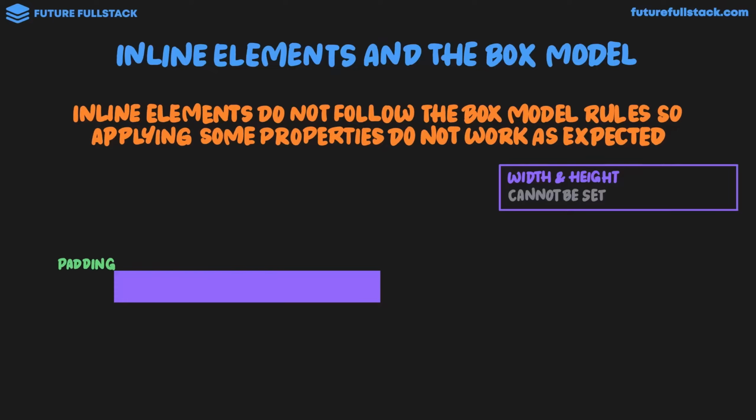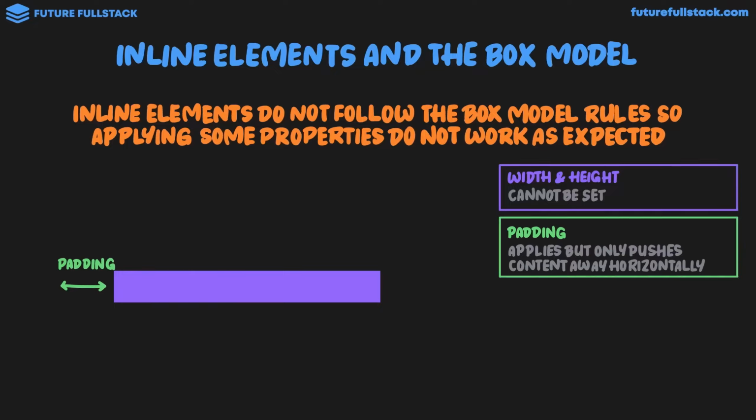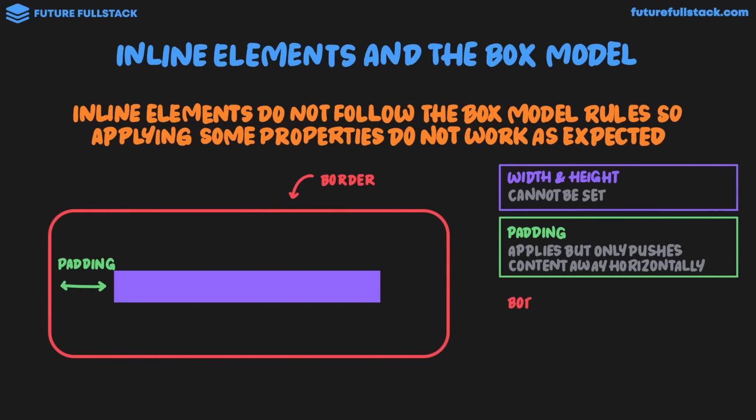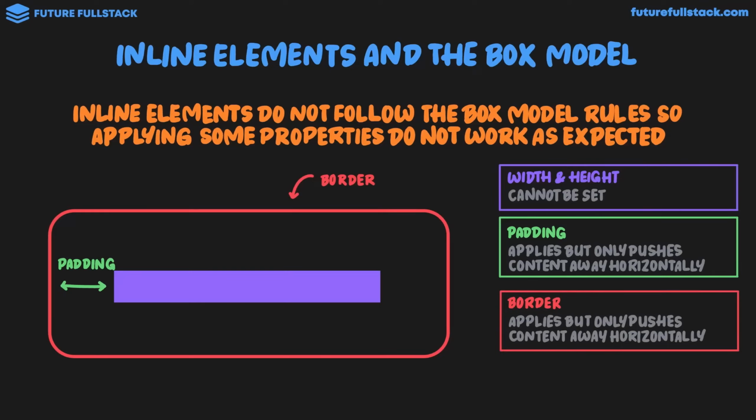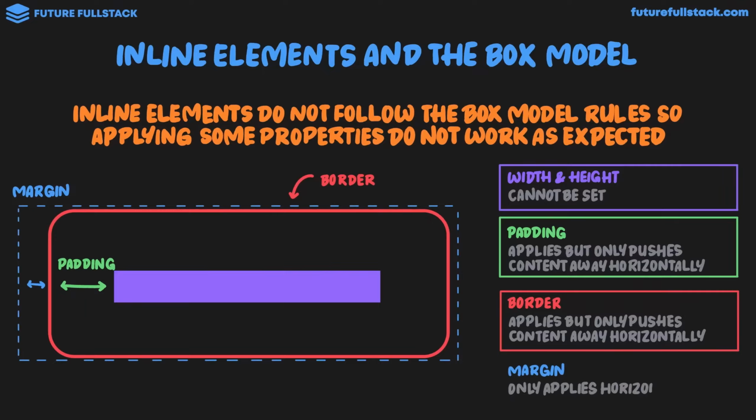Let's now take a look at padding. For padding, it applies but only pushes content away horizontally. We'll see exactly what this looks like inside VS Code soon. Let's now take a look at border. For border, just like padding, it applies but only pushes content away horizontally. And we'll see exactly what this looks like inside VS Code soon. Let's now take a look at margin. For margin, it only applies horizontally. So no margin is applied vertically. To get a better understanding of what this all means, let's jump into VS Code and play around.